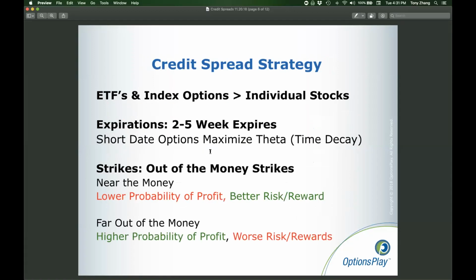Now, this strategy, generally speaking, tends to work a little better on ETFs and index options versus individual stocks. And the reason for this is because ETF and index options tend to have less gaps. They tend to have less big moves, which is what works against a credit spread if that big move happens to work against you.